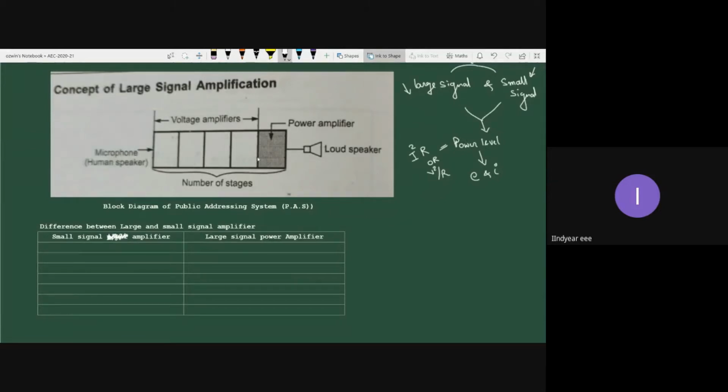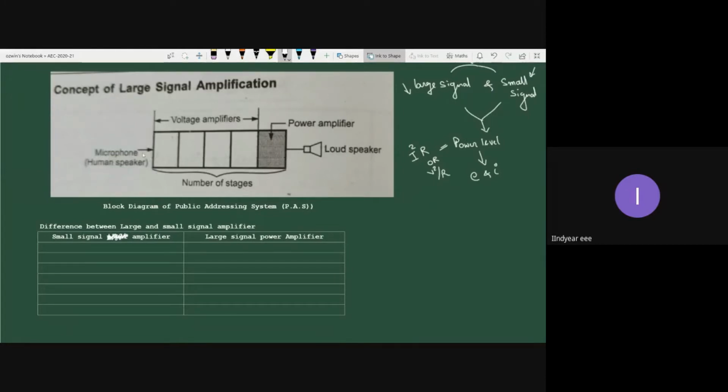Now, if you look at the internal block diagram of a loudspeaker system, it basically consists of several stages. For this subject, I have considered a public addressing system, in short called the PAS system. It is something like this: on one end, the speaker speaks into a microphone, and on the other end, an enlarged signal comes out of the speaker in the form of a sound wave.